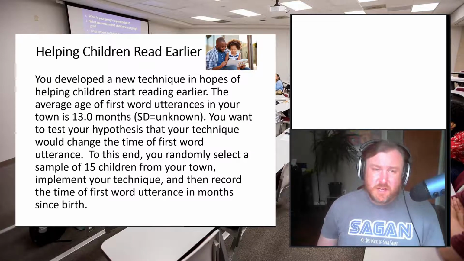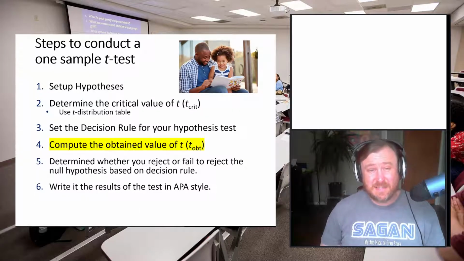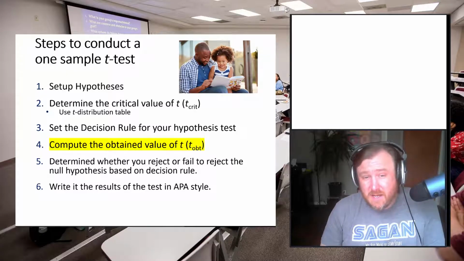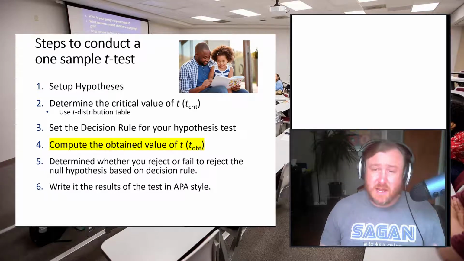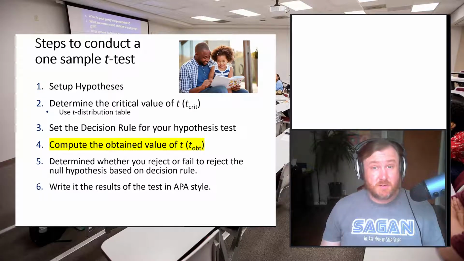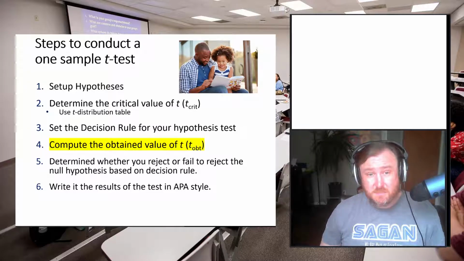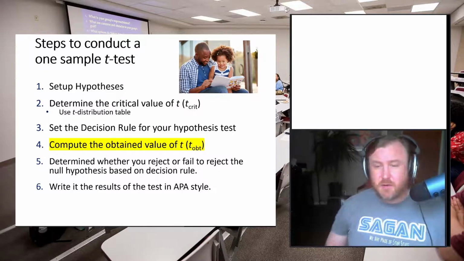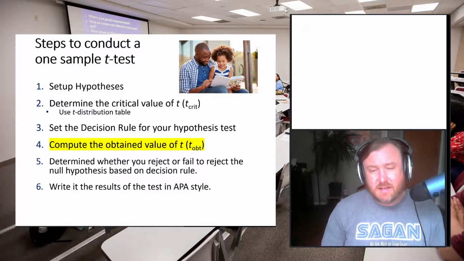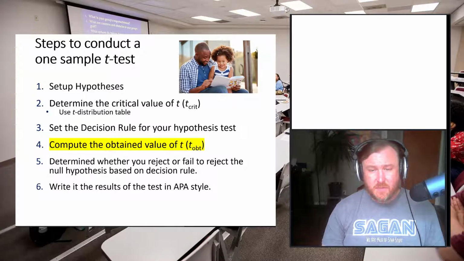Now, the procedure for conducting a one-sample t-test when you have raw data is essentially identical to how you would do it if you were given a mean and a standard deviation. You would set up your hypotheses the same way, use the same t-distribution table to determine your t-critical value, and write a decision rule for your hypothesis test based on your t-critical value. But then when you get to the obtained value of t computation, it's going to be slightly different. We're going to have to integrate sum of squares calculations into this. The difference is all in the denominator.